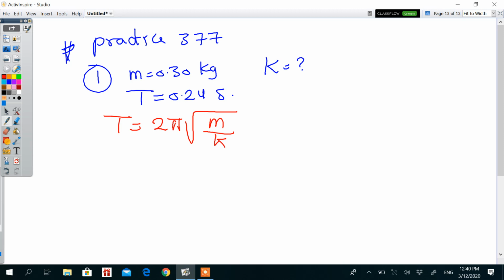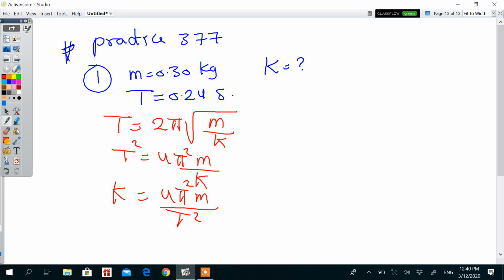We have to solve for K simply by rearranging the formula. Step number 1, squaring the two sides. So T squared equals 4 pi squared M over K. We want to solve for K. So K equals 4 pi squared M over T squared.